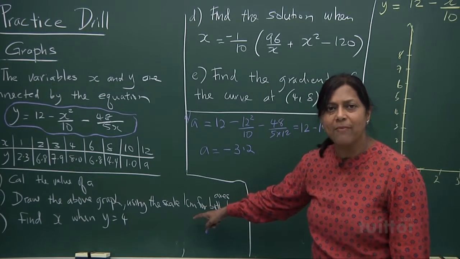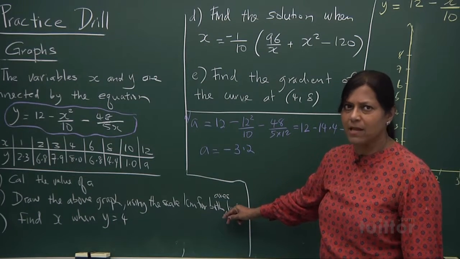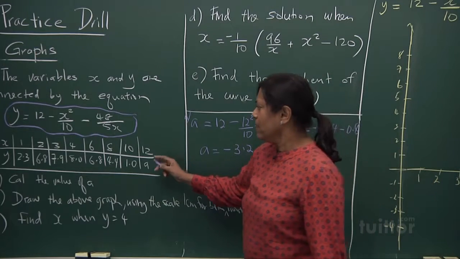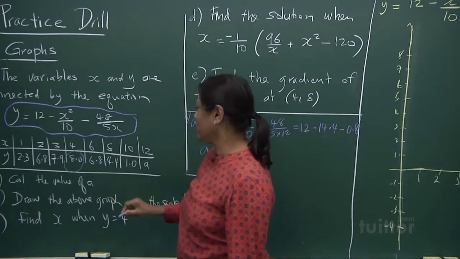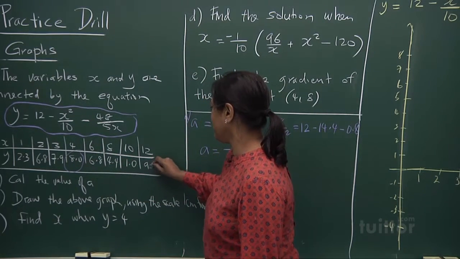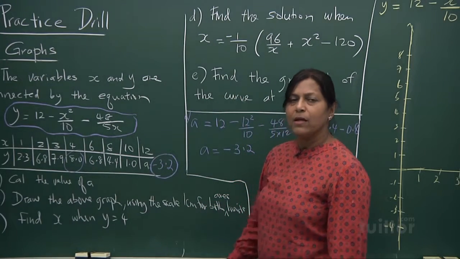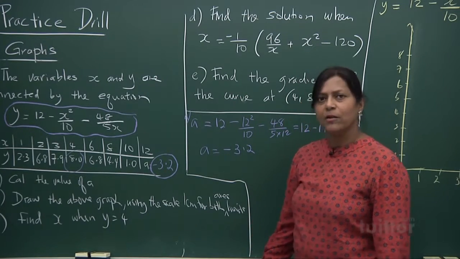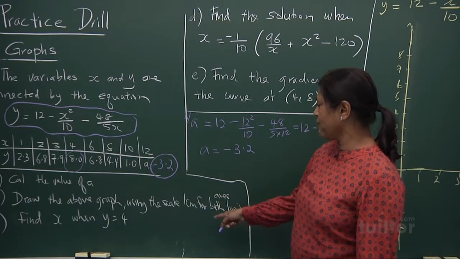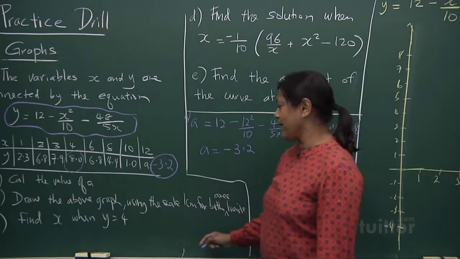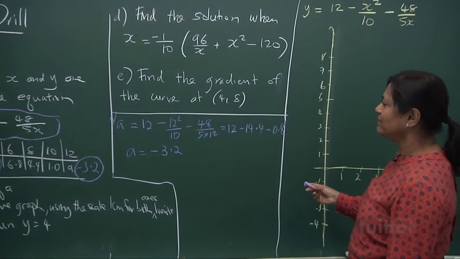Next, you're going to use your graph, but before that, you're going to draw the graph using a scale of 1 cm for 1 unit on both axes. Just look at your graph paper and see how you can scale it. The highest point of the graph is 8. The lowest point is your A, which is equal to minus 3.2. Your y-axis is going to stretch down to minus 3.2. We're going to draw the graph first, and then find the value of x when y is 4. I know you're moving faster right now.